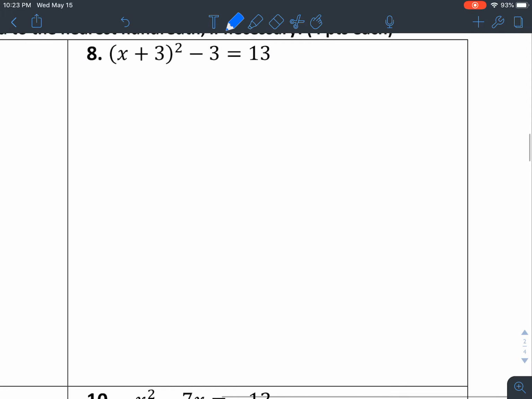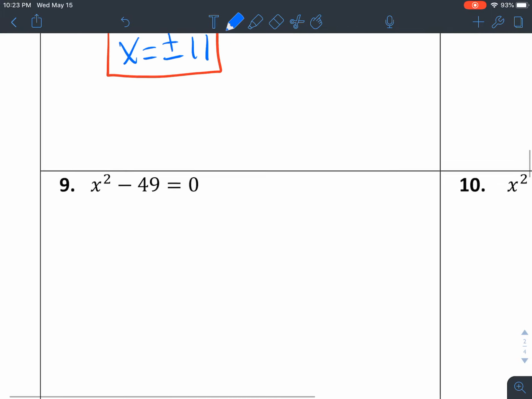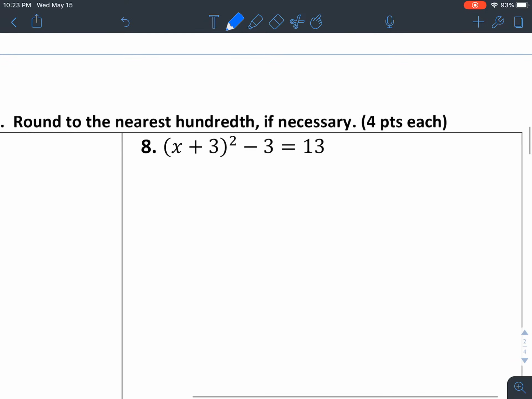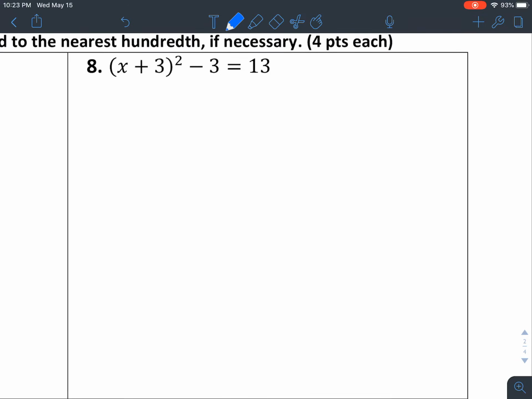Moving on to number 8. Actually, these first 3 problems, 7, 8, and 9, I used square root method because, again, I have just one term that has my variable in it, and it's a squared term. So number 8 is kind of the funkier version of this, where my squared term is a parenthesis with x in it, but I can still start by just getting that squared term by itself.